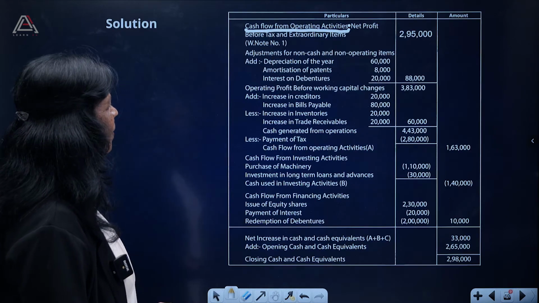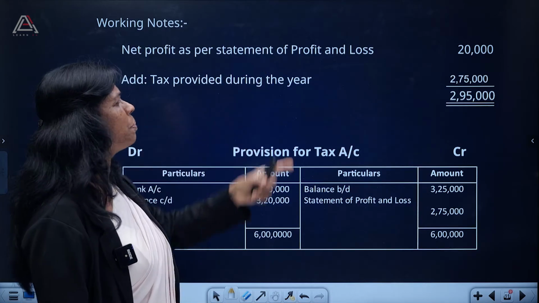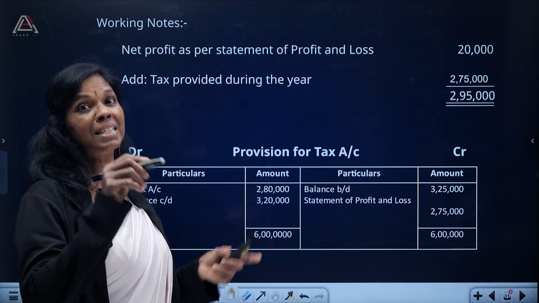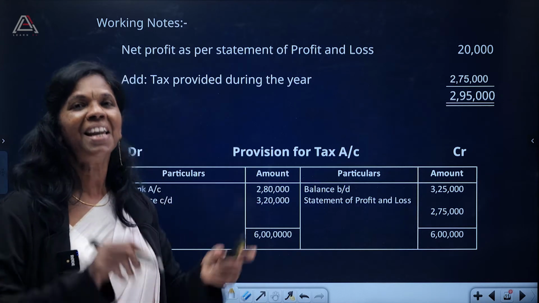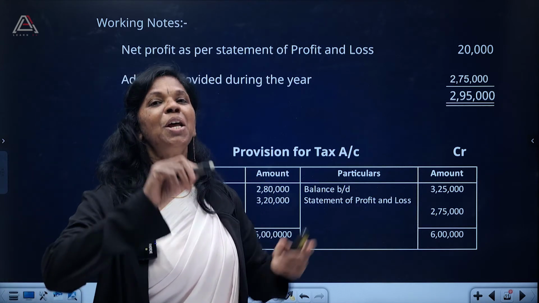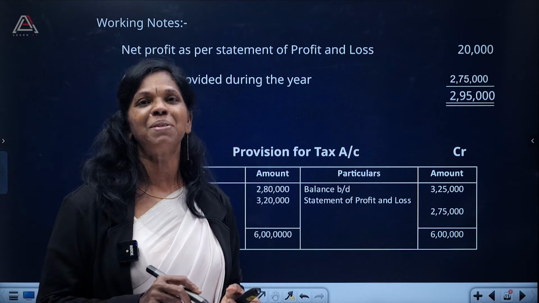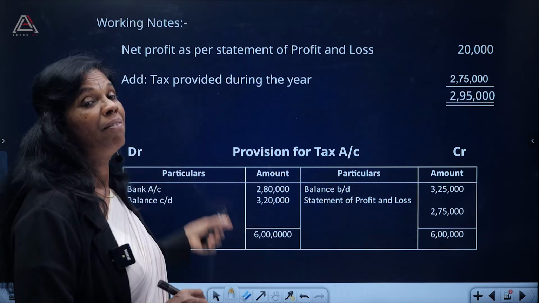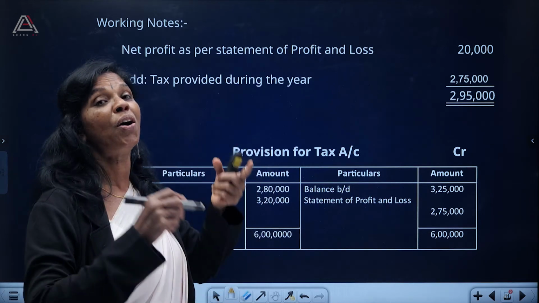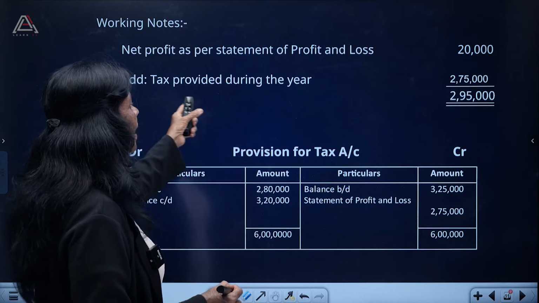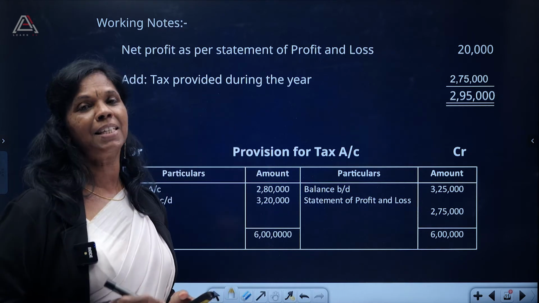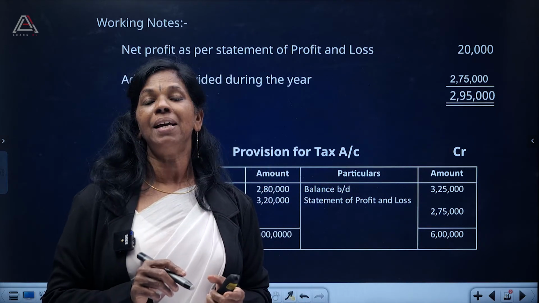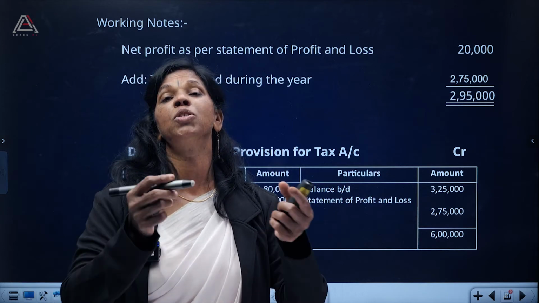That is net profit as per statement of profit and loss account, the difference between reserves and surplus: first year 3,50,000 and second year 3,70,000. So the difference is 20,000. Then next, one more item. We want the net profit before interest and tax, so we add tax paid during the year. In this case, the opening tax balance is given, the closing tax balance is given, and in addition, the tax paid during the year is also given in the question.